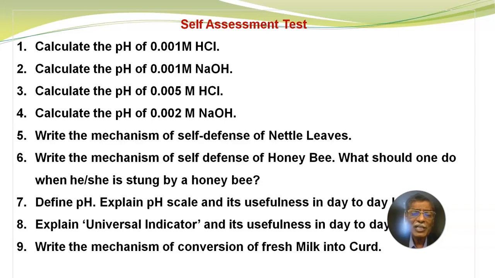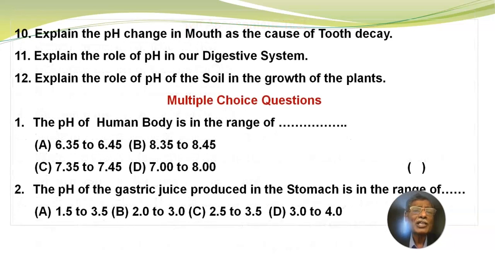Define pH. Explain pH scale and its usefulness in day-to-day life. Explain universal indicator and its usefulness in day-to-day life. Write the mechanism of conversion of fresh milk into curd. Explain the pH range in mouth as the cause of tooth decay. Explain the role of pH in our digestive system. Explain the role of soil in the growth of the plant.